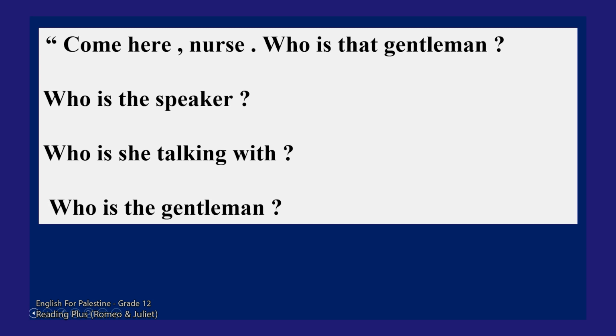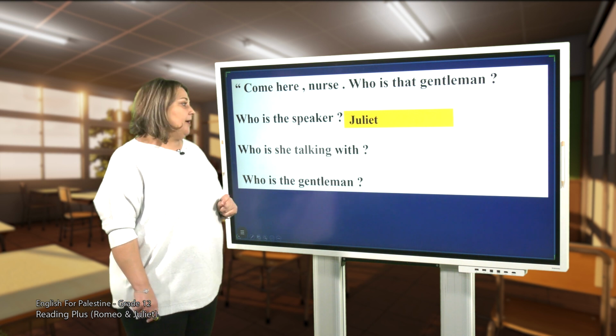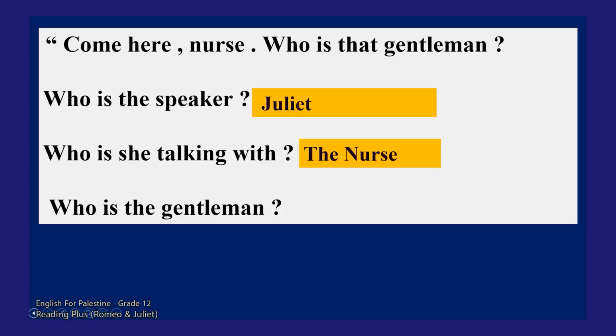Excellent. Now, let's move and see the questions and your answers. Now, who is the speaker? Who said these words? It was Juliet. Excellent. Number 2. Who is she talking with? And the answer is the nurse. Very good. Excellent job. And finally, who is the gentleman? Romeo.